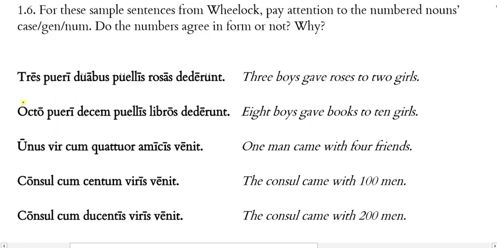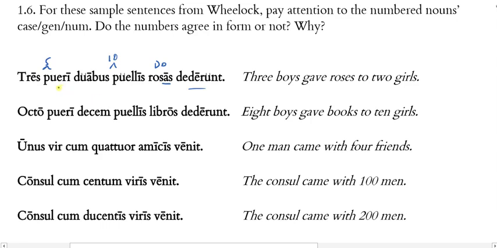All right, so let's look at this first one. Tres pueri, duabus puellis rosas dederunt. So three boys gave roses to two girls. So we're using the perfect of the verb gave. And over here, we have tres pueri, which is the subject of the verb. So three boys gave something. Rosas is my direct object. That's why it's got the accusative case ending. And then I've got my indirect object here in the form of two girls. So these boys gave roses to two girls.